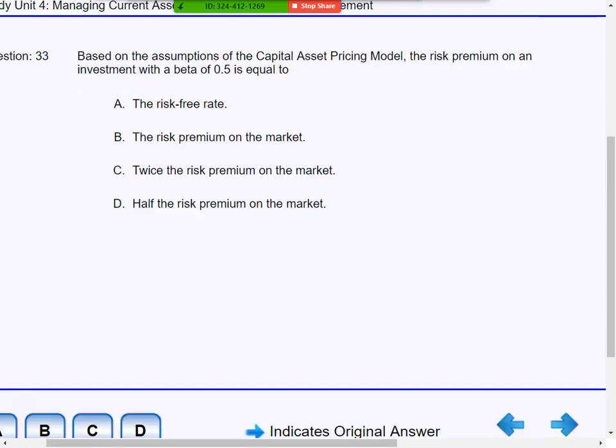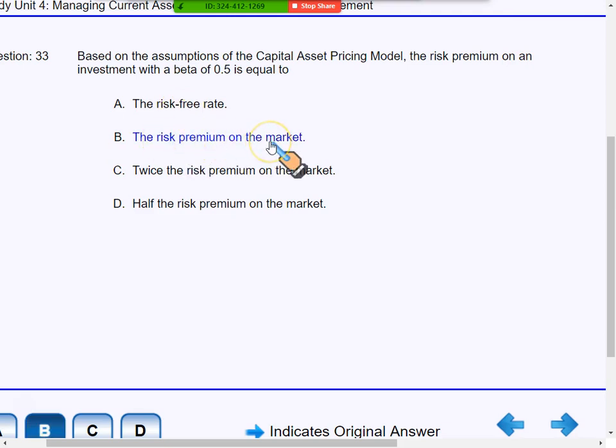Next, we're just closing. Based on the assumptions of the capital asset pricing model, the risk premium on an investment with a beta of 0.5, guys, it means this particular asset has comparatively less risk than the market. So what could be the right option then? Is the risk premium equal to the risk-free rate? Absolutely no. 0.5 means it still has a risk, but comparatively lower than the market. So it is clearly not risk-free.